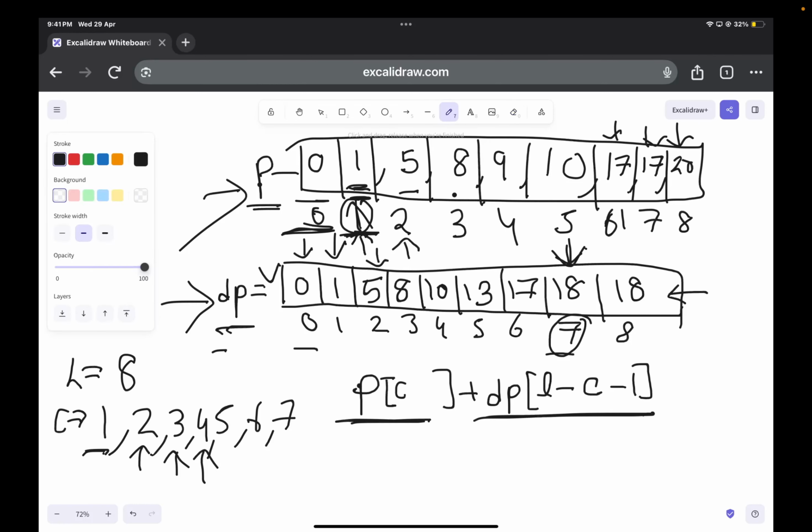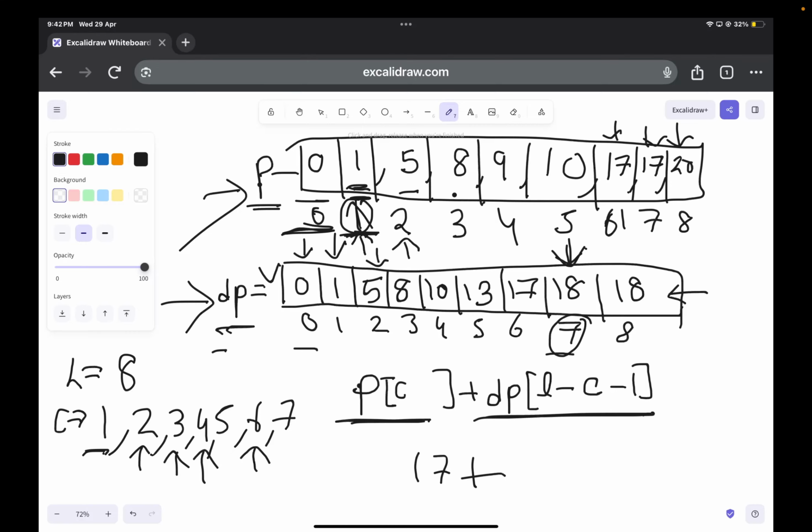Now let's come to 6. So 6 is 17, plus dp of 8 minus... what is dp of 1? Okay, let's check it. 8 minus C. What is C? What is the cut right now? 6, right? 8 minus 6 is 2. 2 minus 1 is 1. So cut 1 is 1. So 17 plus 1 is 18.